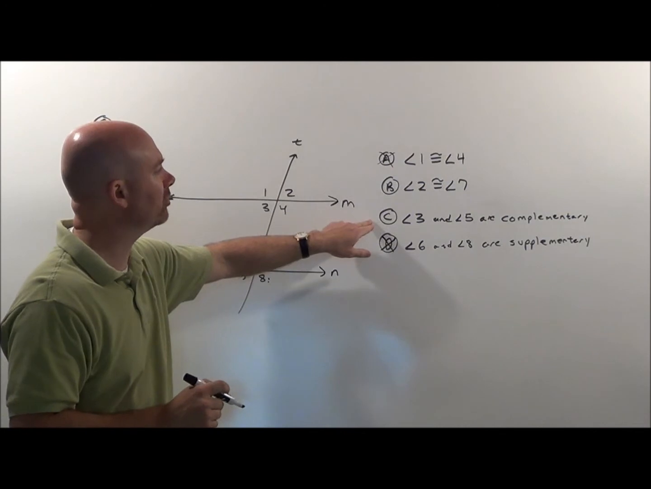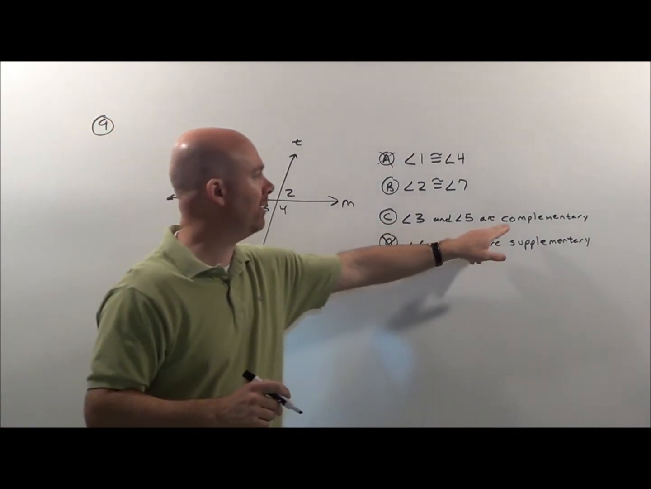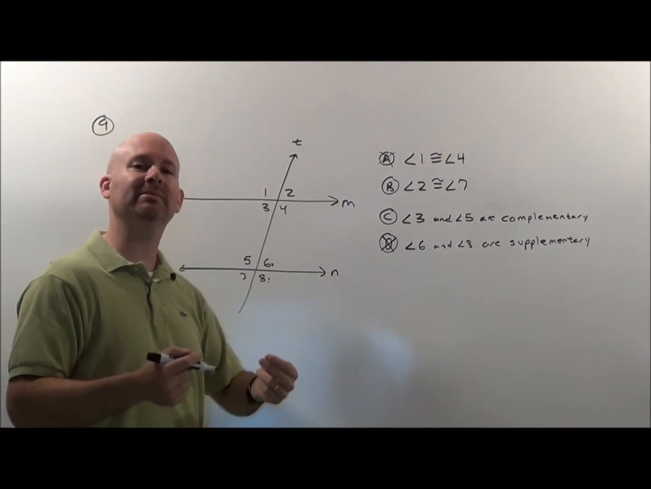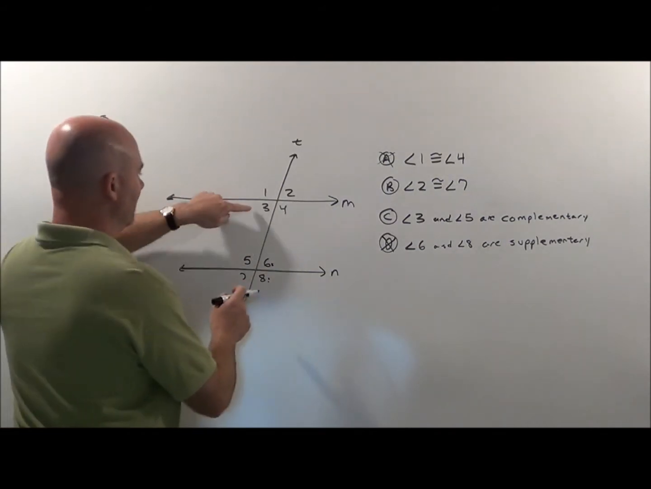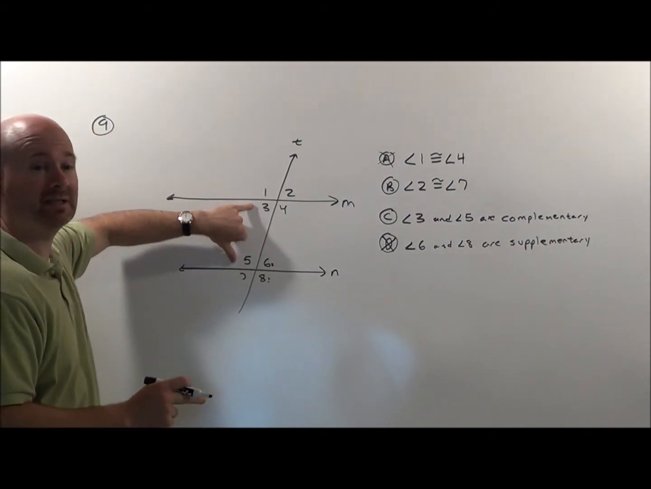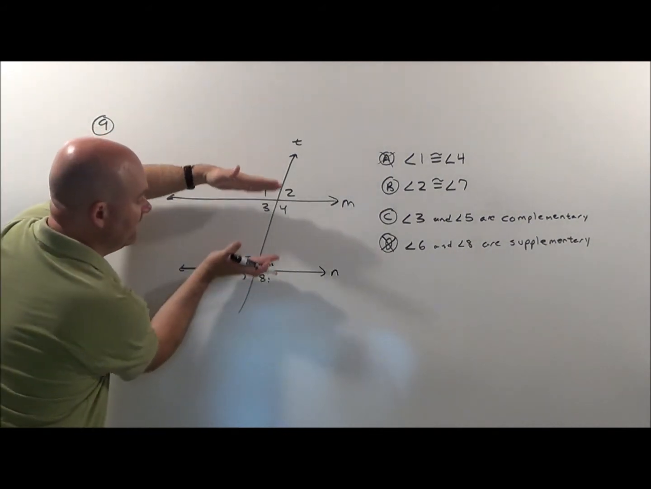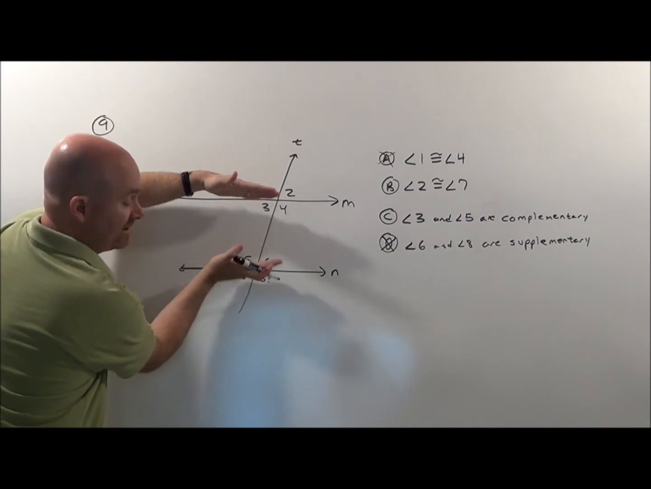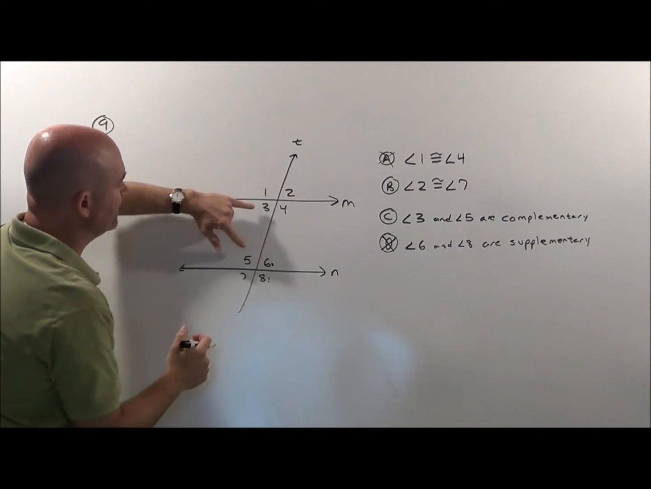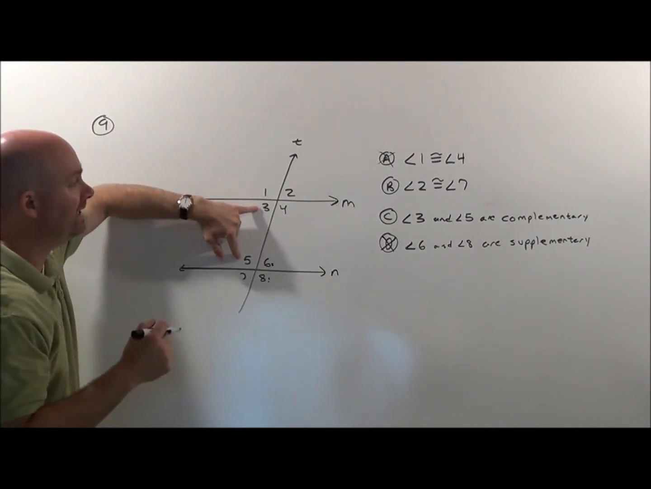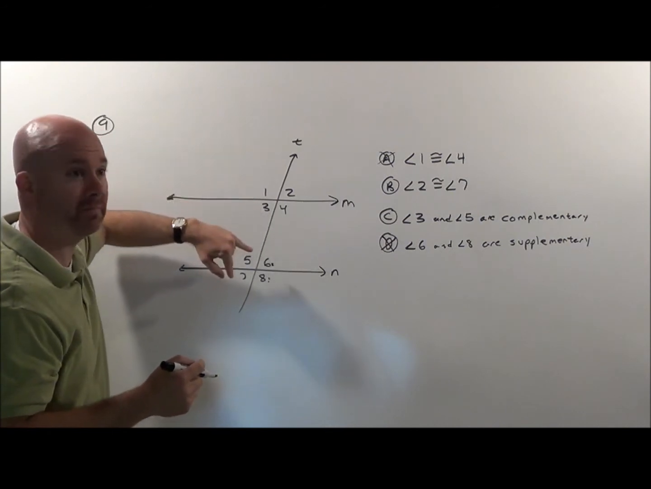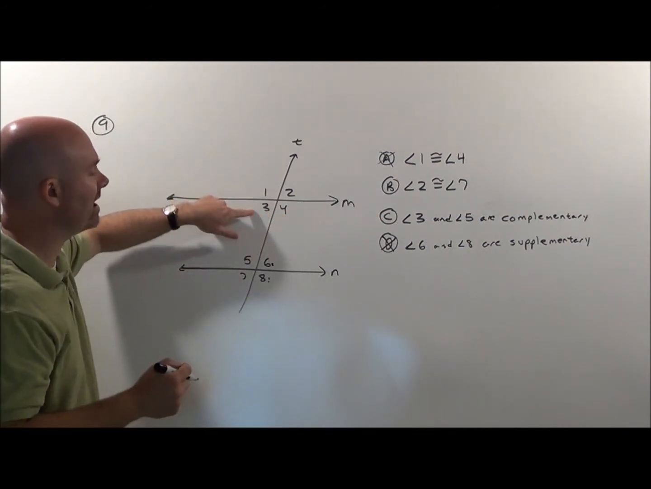Let's look at this final one. 3 and 5 are complementary. Well, first of all, we have to remember what complementary means. Complementary means they add up to 90 degrees. Here's 3 and 5. Those are consecutive interior angles because they're on the interior of these lines, and they're consecutive, one after the other, on the same side of the transversal. If they're supplementary, meaning they add up to 180, these lines would be parallel. But it doesn't say supplementary, it says complementary.